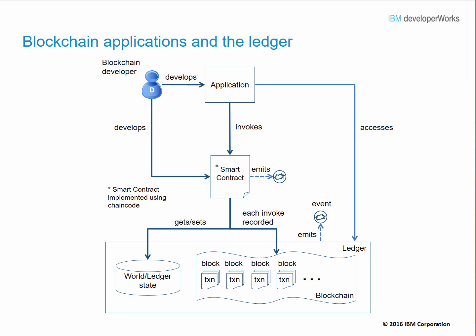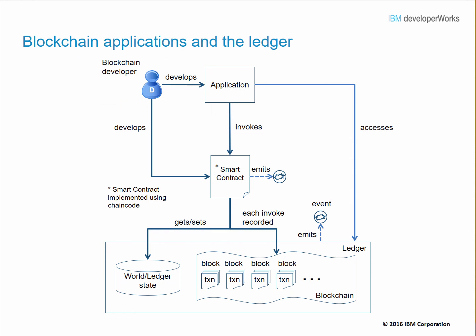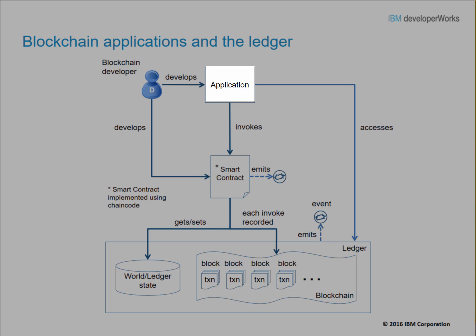Let's start our discussion in terms of a process flow diagram. And let's start with the blockchain developer. As you can see, they develop two key components. They develop the applications used by the end users, and they develop the smart contracts. So let's talk a little bit about the applications first.